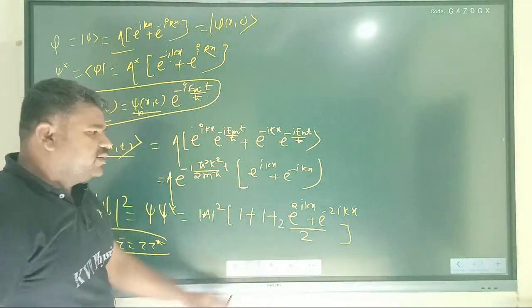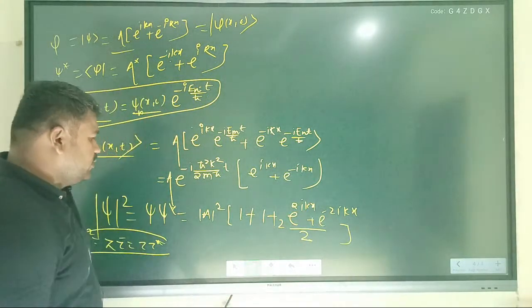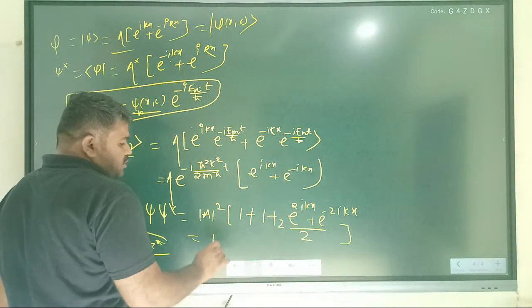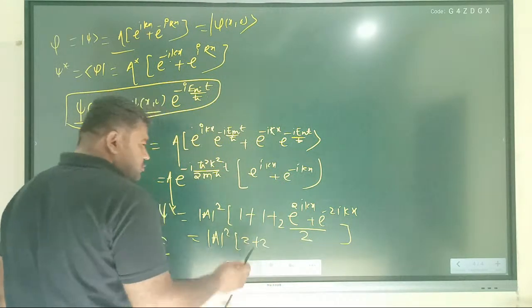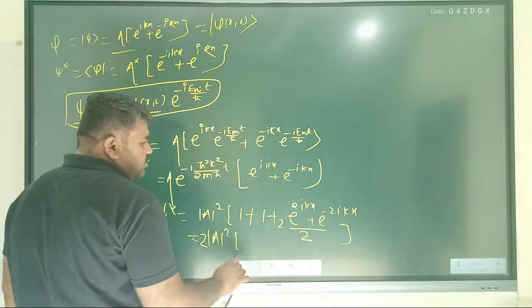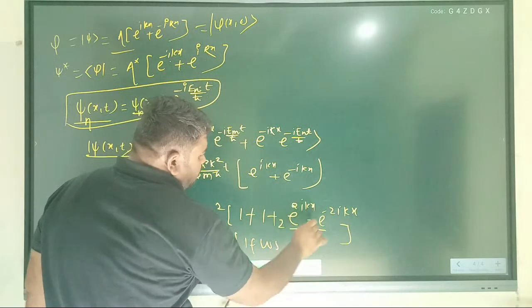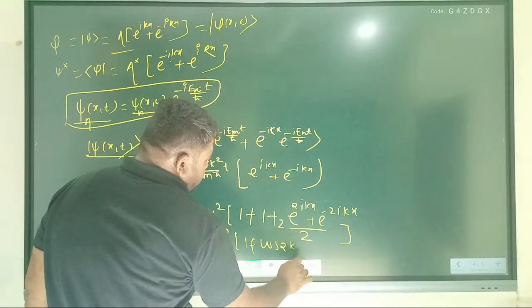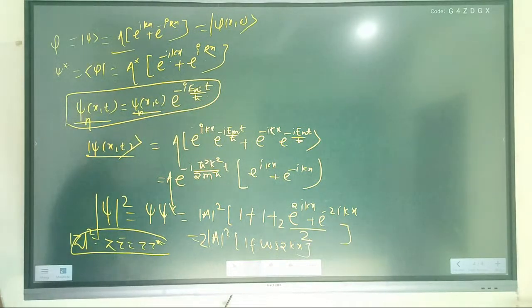This part can be written as cos of (e to the power i theta plus e to the power minus i theta) upon 2. Clear? Then this is equal to how much? Mod psi squared: take 2 outside, 2 plus 2 cos theta, or we can take 2 common, 1 plus cos 2kx. This is the value of mod psi squared.